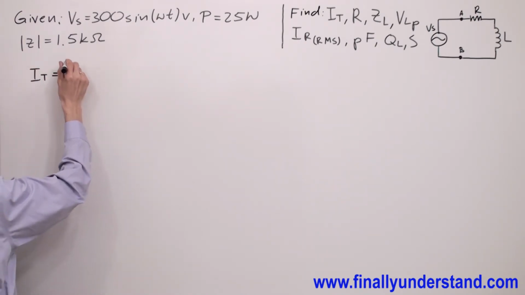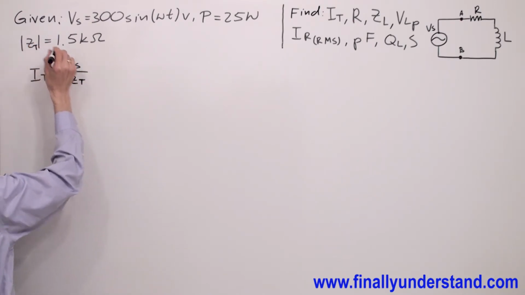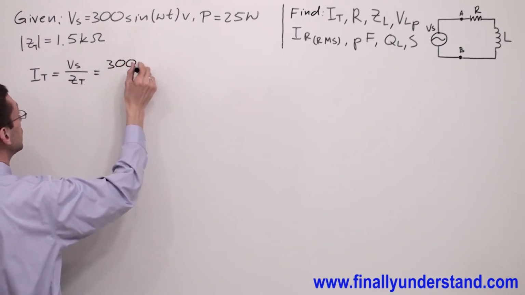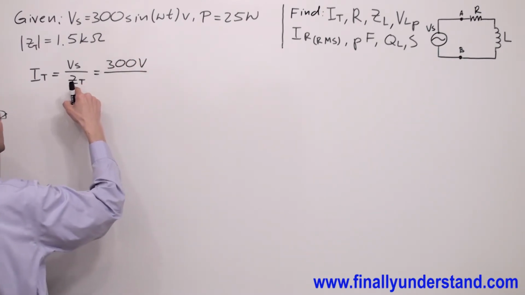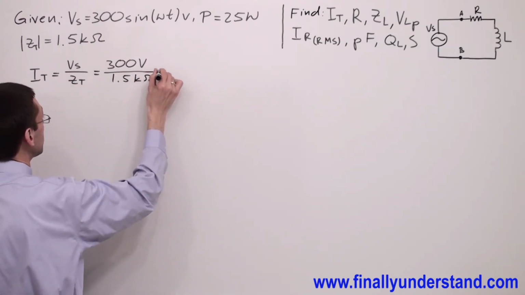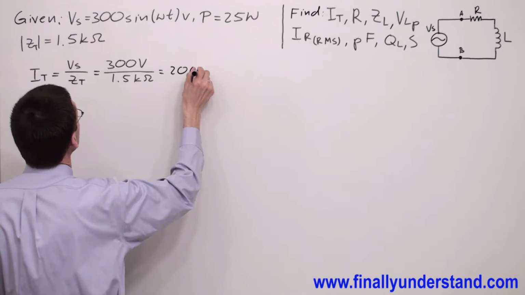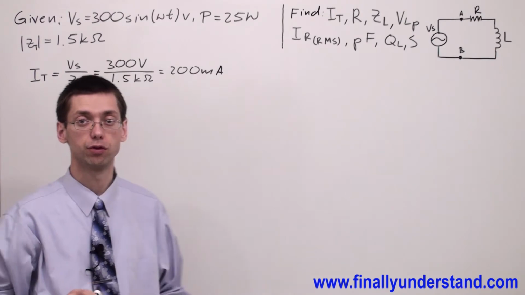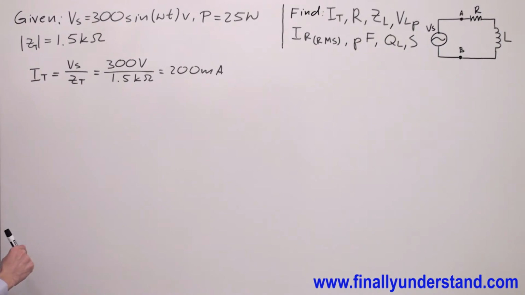I total is equal to voltage source over Z total, where voltage source is equal to 300 volts, don't forget that this is peak voltage, over Z total, which is equal to 1.5 kilo ohms. Okay, so this is equal to 200 milliamps. This is not a complete answer for my current because I'm missing the angle. The angle we are going to find later on.